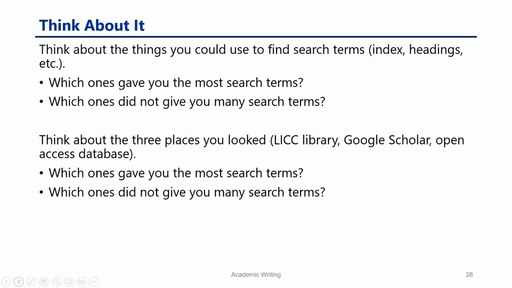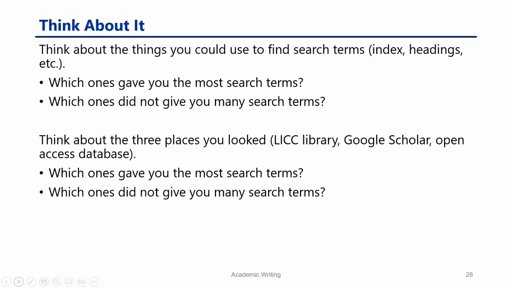Once you've found search terms in the library, in Google Scholar, in one of the open access databases, think about the different things that you can use to find search terms, the index, headings, so forth. Which things gave you the most search terms? Was it headings? Was it the index? Was it bold italics text? And which ones did not give you many search terms?